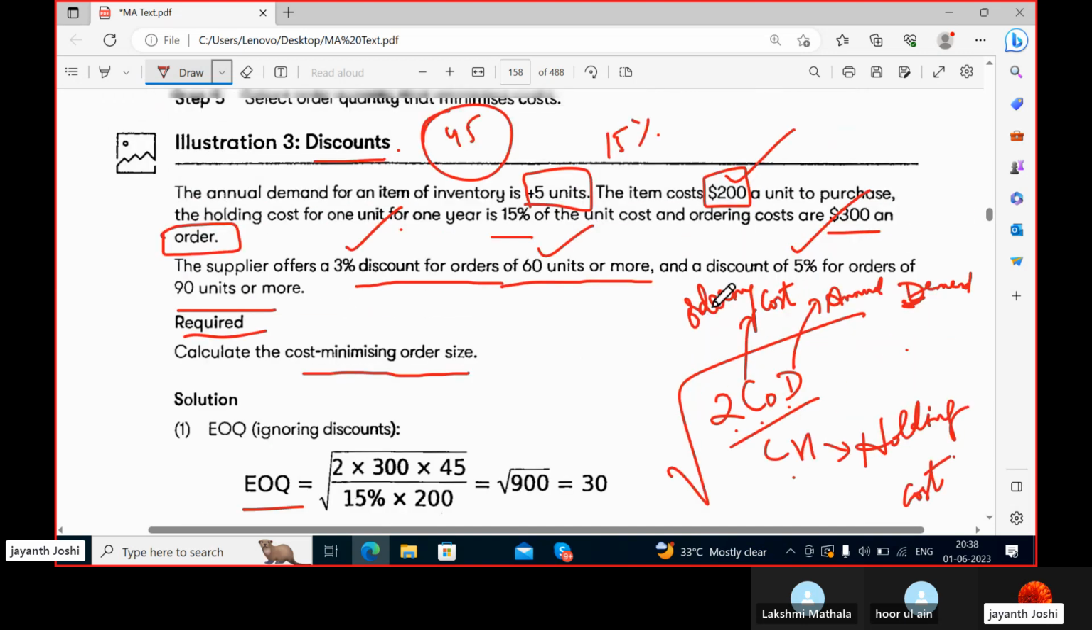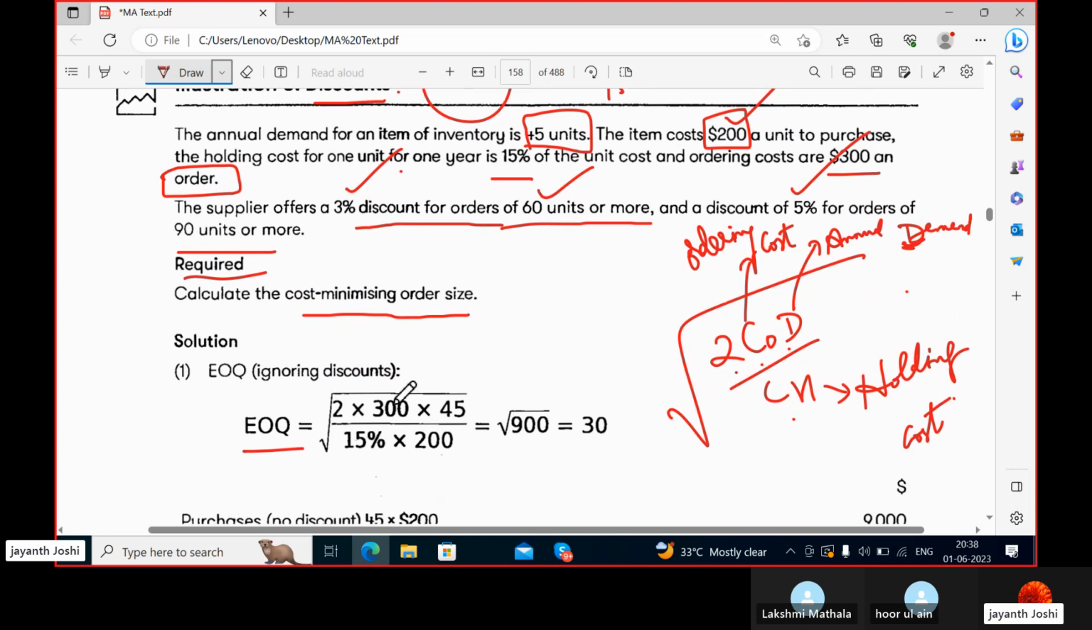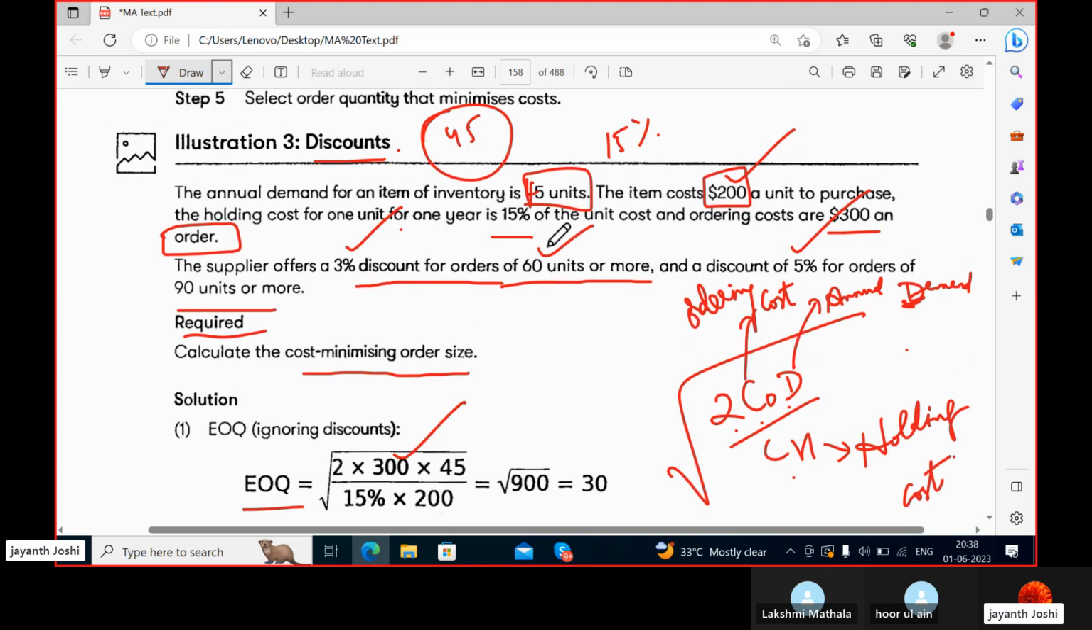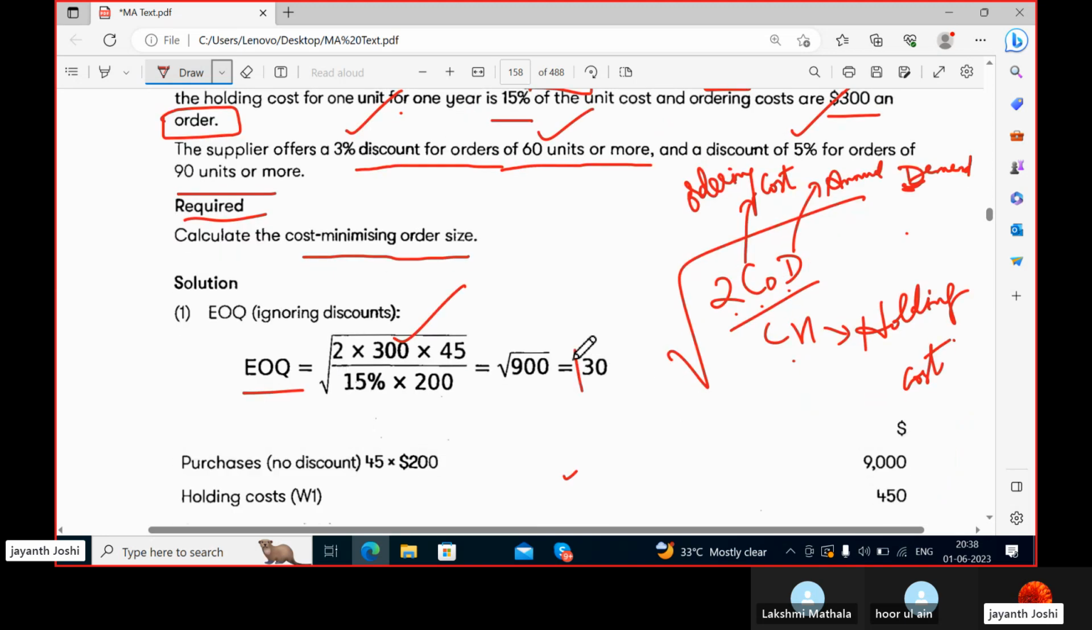So now let us put all the things in this formula. 2 into the ordering cost 300, and the annual demand is 45 units, already given, and the holding cost is nothing but 15% of the purchase cost. So 200 is the purchase cost, and 15% of that is your holding cost. So we have taken that, and the economic order quantity we got is 30.